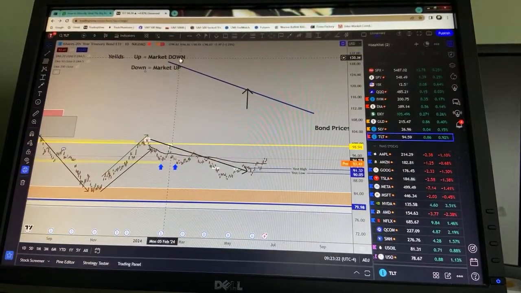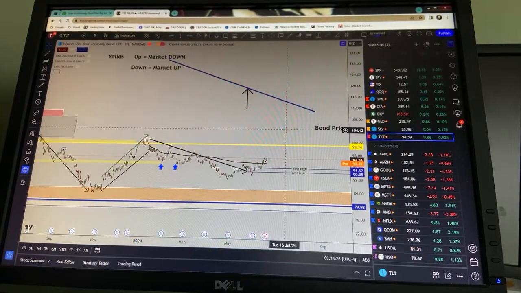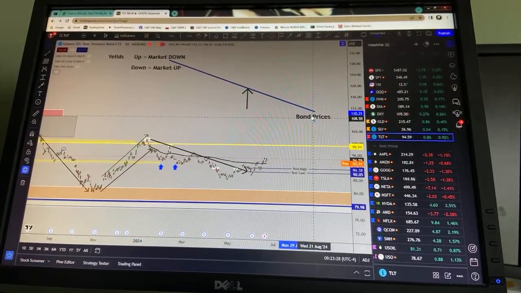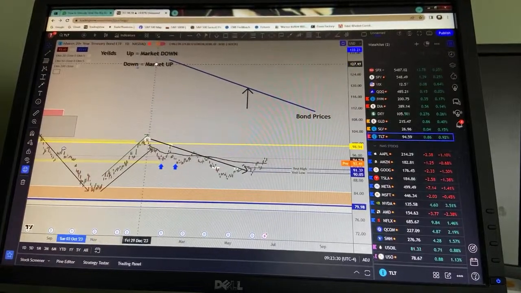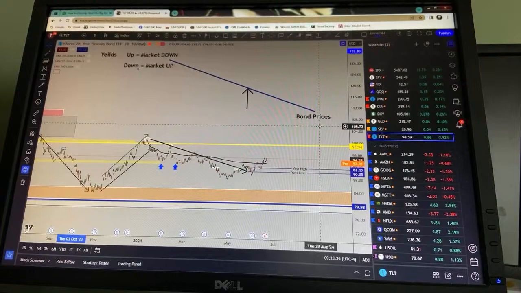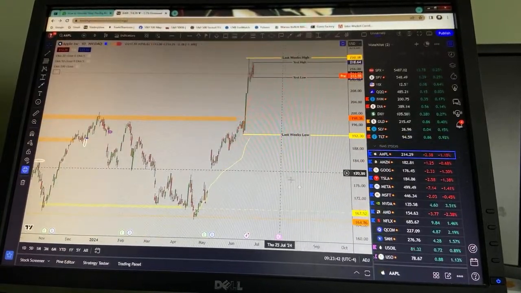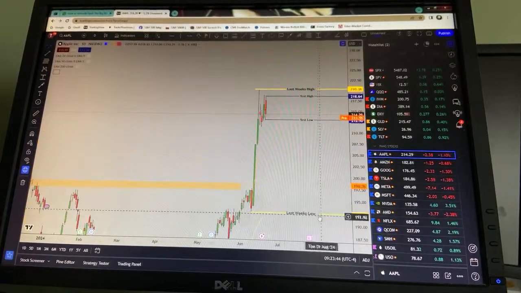So we got bonds, dollar, and VIX telling me that I'm going to be a little bit patient on this open this morning, and not just get out the bulls and go long. We might want to be a little bit patient here, because the internals and the other markets are telling me that this market might want to come down just a little bit here, at least in the early part of the morning.